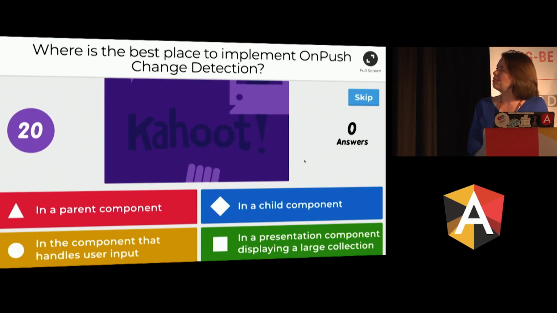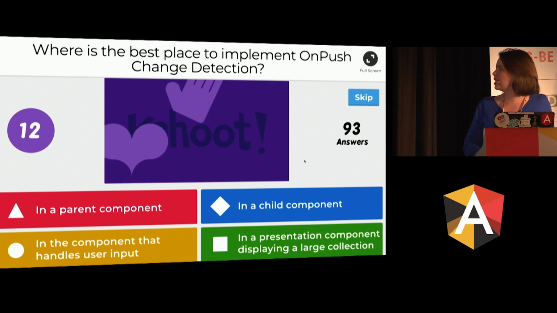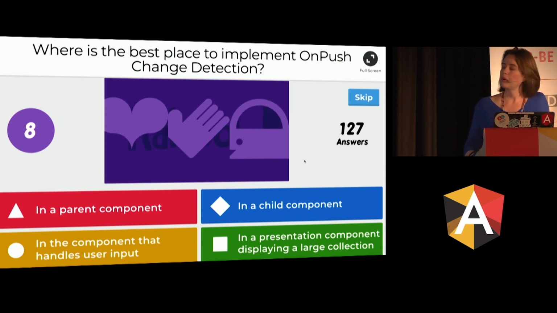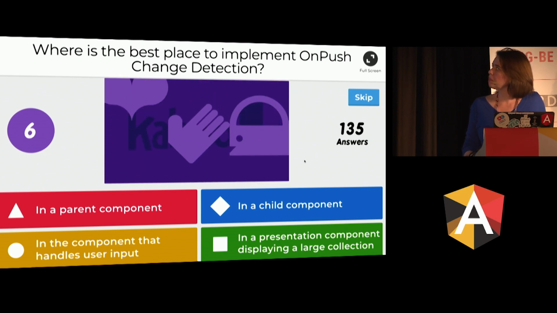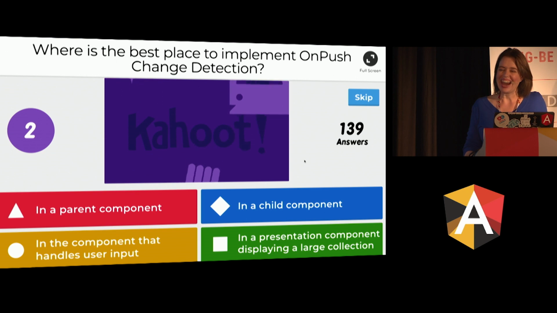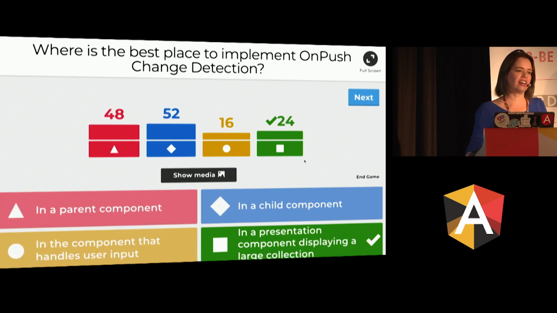Where is the best place to implement change detection? In a parent component? In a child component? In the component that handles user input? Or in a presentation component displaying a large collection? We did talk about this one. I'm sorry, you guys. This one's kind of hard.